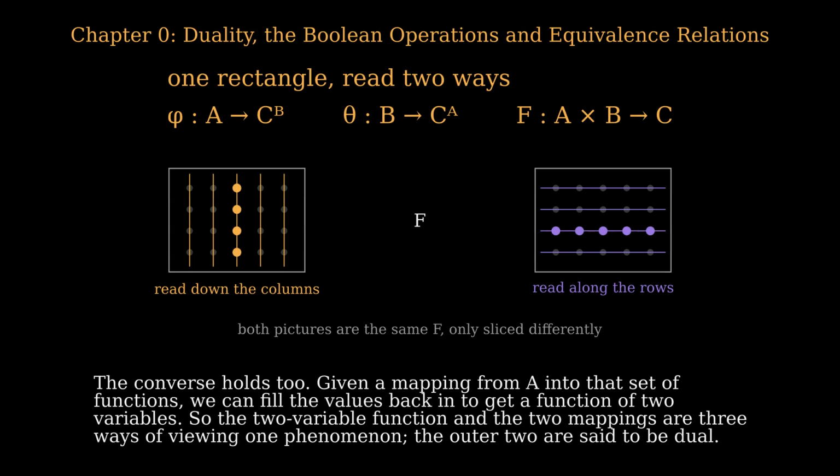The converse holds too. Given a mapping from A into that set of functions, we can fill the values back in to get a function of two variables. So the two-variable function and the two mappings are three ways of viewing one phenomenon. The outer two are said to be dual.